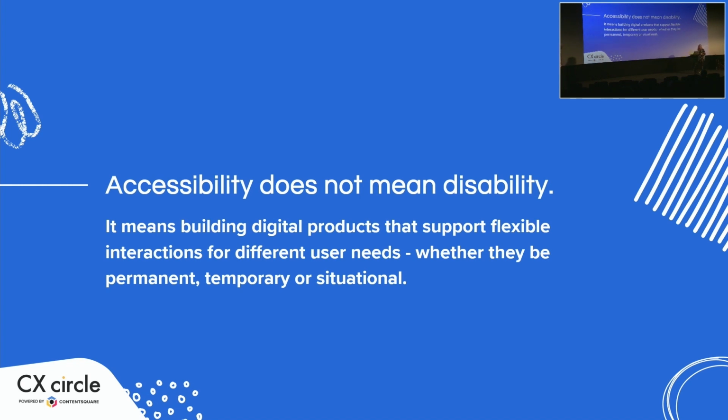But I think it's really important how we frame accessibility. Accessibility does not mean disability. It means building digital products that support flexible interactions for different user needs, whether they be permanent, temporary, or situational. So what do we mean by that?